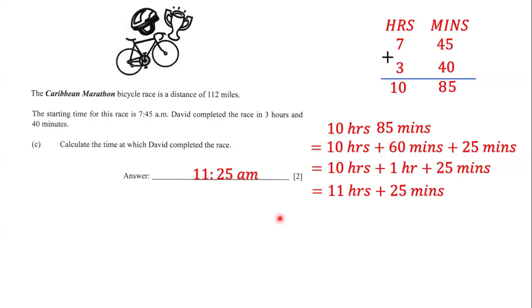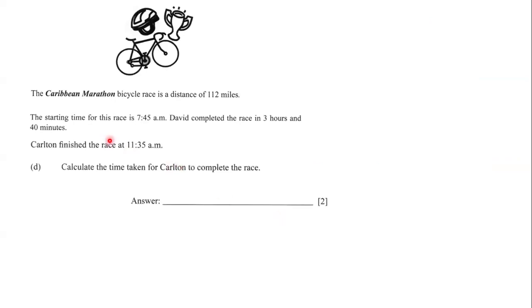Now, the next part of this question states the following. The starting time for this race is 7:45 a.m. David completed the race in 3 hours and 40 minutes. Carlton, so this is part D, finished the race at 11:35 a.m. Calculate the time taken for Carlton to complete the race. And so we're focusing on Carlton for part D.